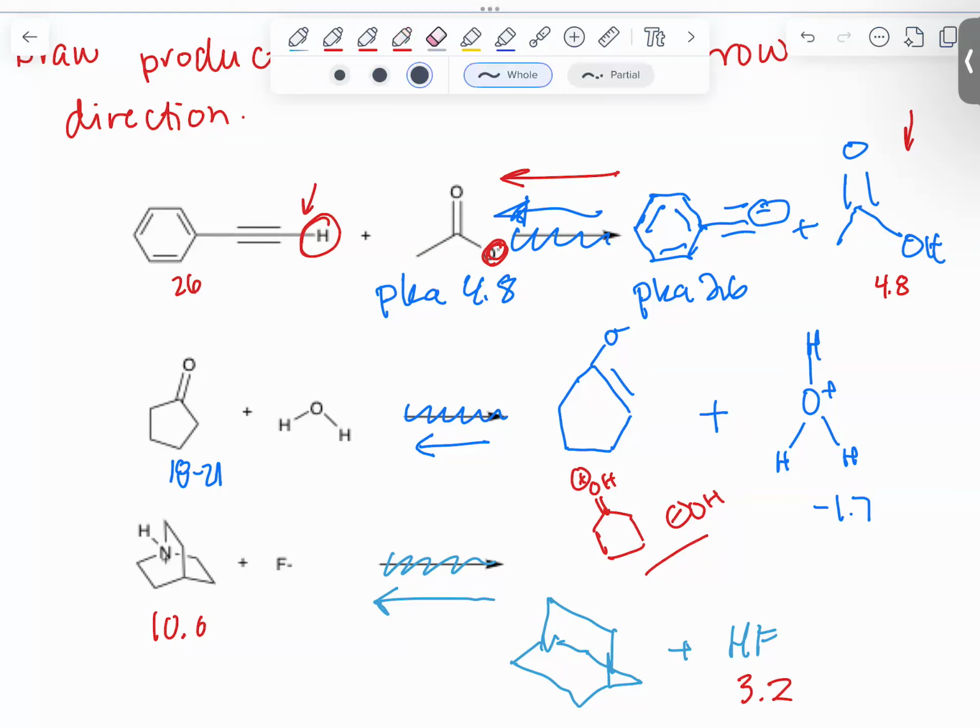Either would have been correct. If you did a double bonded oxygen and an anion on the carbon, that would also be correct. They're just resonance forms of each other. It's the same principle as the thing we just did.